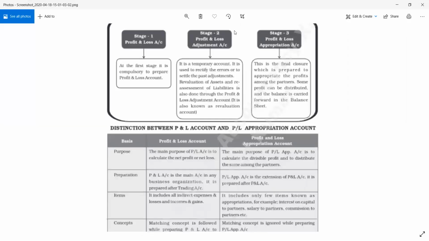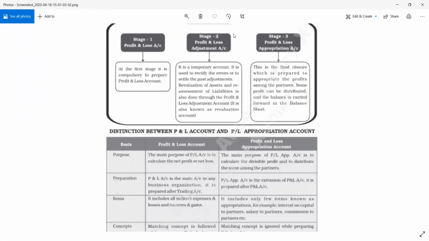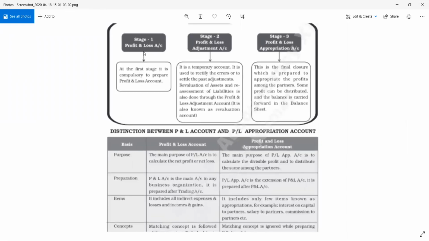Once again I am repeating one important concept here. The concept is about the profit and loss account, profit and loss adjustment account, and profit and loss appropriation account. Okay, there are three stages here. So first of all, in the first stage, we are going to get the profit and loss account, which is compulsory for all the organizations. They will prepare it and will put all the items as we have learned in class 11.